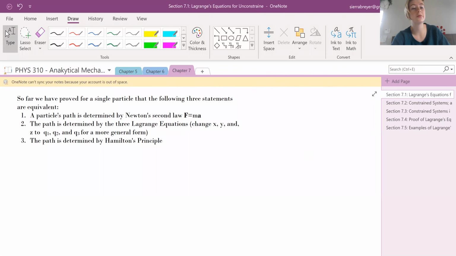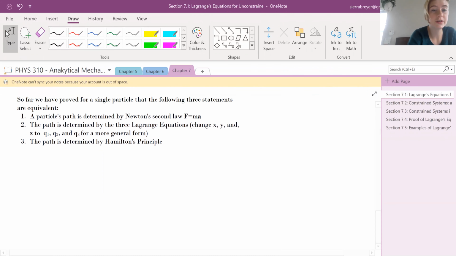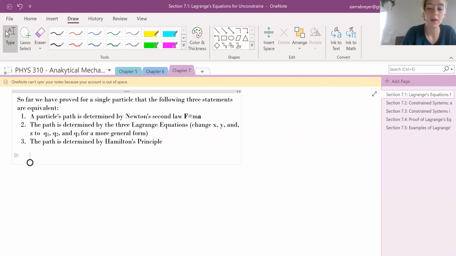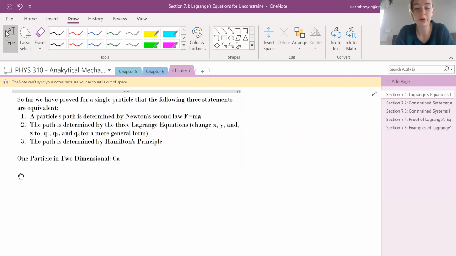So now what we're going to do is we're just sort of going to apply what we know, and we're going to do that first. We're going to start with some Cartesian coordinates. So we're going to call this one particle in two-dimensional Cartesian coordinates.